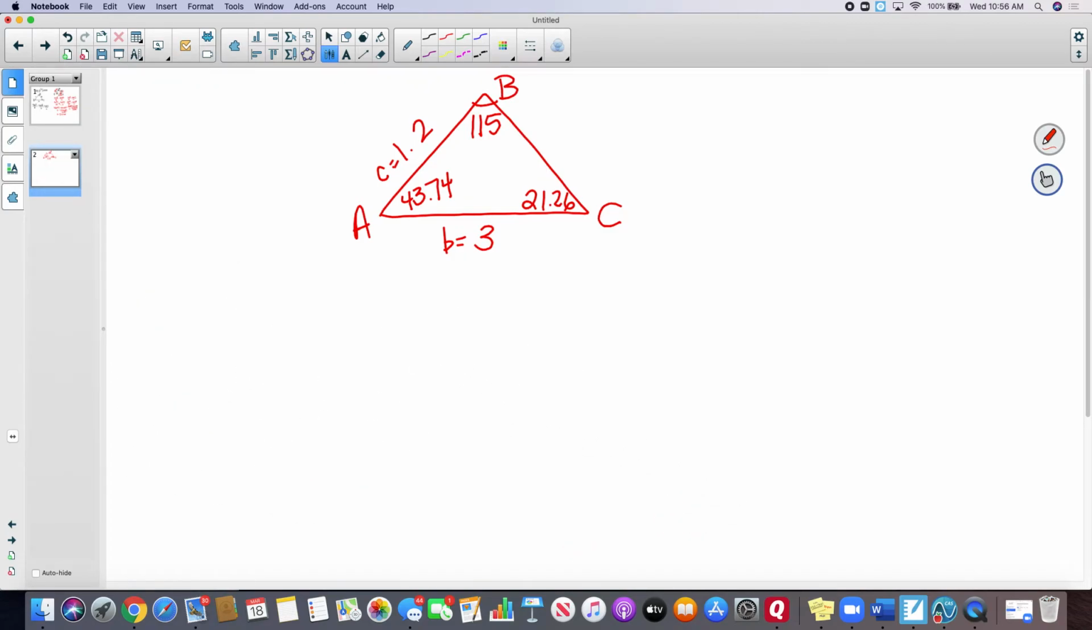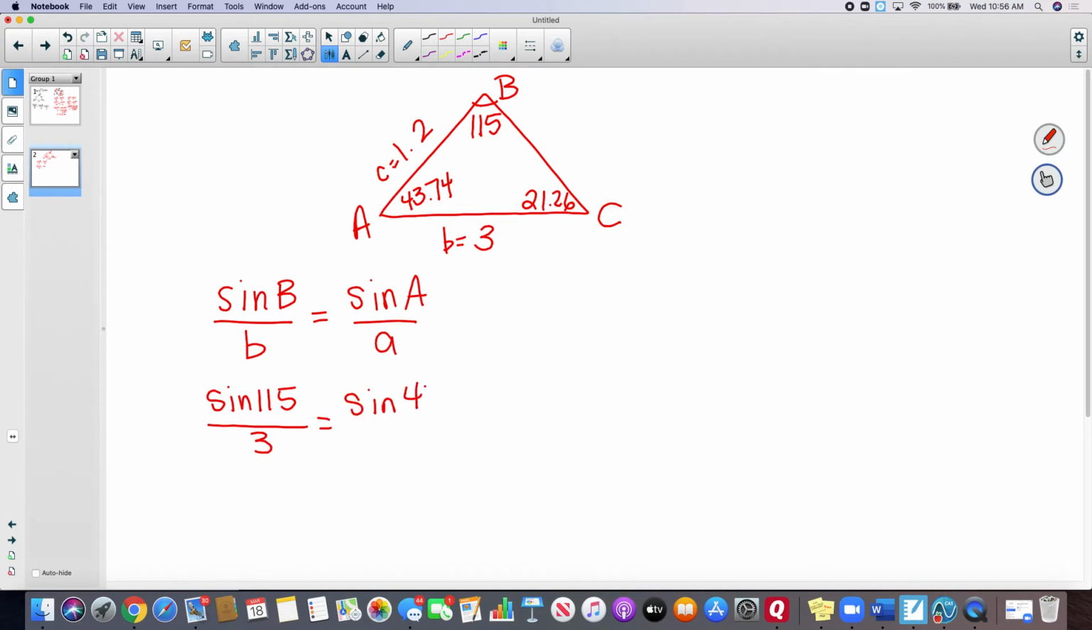All right, I'm still going to go back and use sine B. And the reason I'm going to use sine B again is because that is the information that was given to me, so I know it's right. So I would rather use that than use the C. So sine B over B equals sine A over A. So sine 115 over 3 equals sine 43.74 over little a. Okay, because that's what we're looking for here.